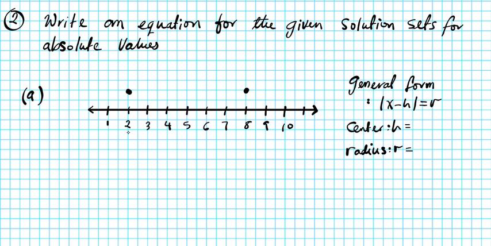Now, what is the center between 2 and 8? There are different ways we can do it. One way we can find the center is by averaging, or the midpoint. So we're going to have 8 plus 2 and divide the sum by 2. 8 plus 2 is 10. If we divide it by 2, we're going to get 5. All right?